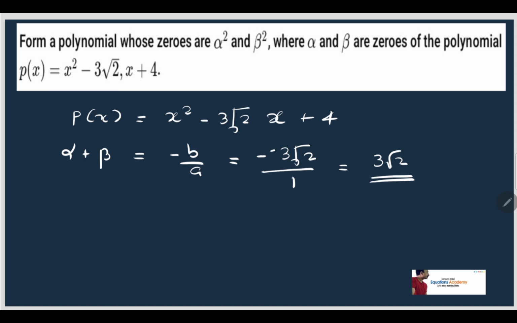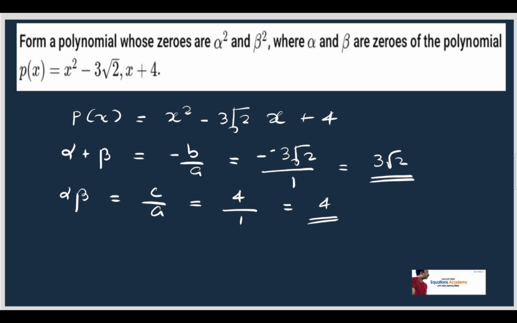Now alpha beta, the product of the zeros. Alpha beta is equal to product of the zeros, that is equal to c divided by a. c is the constant, that is 4, divided by a, the coefficient of x square, that is 1. 4 divided by 1 is equal to 4. So we have got alpha beta is equal to 4.